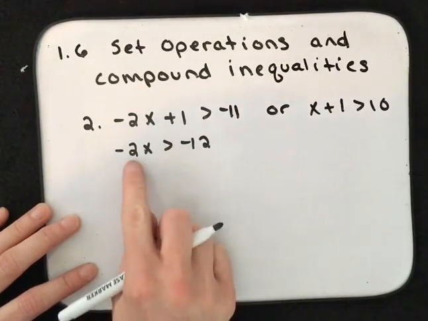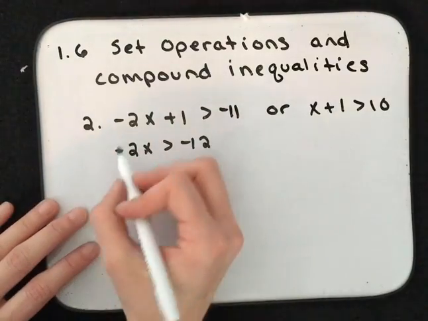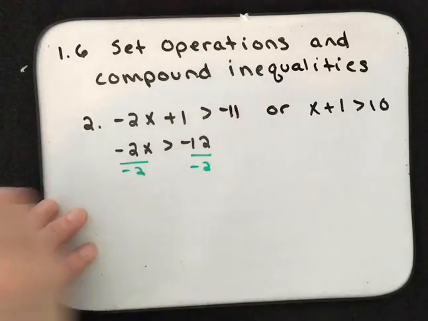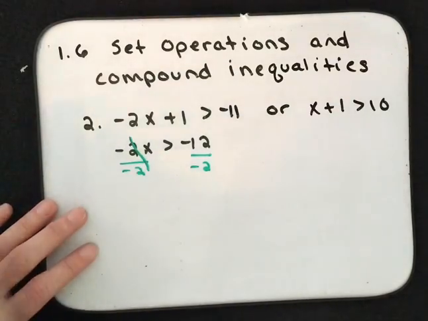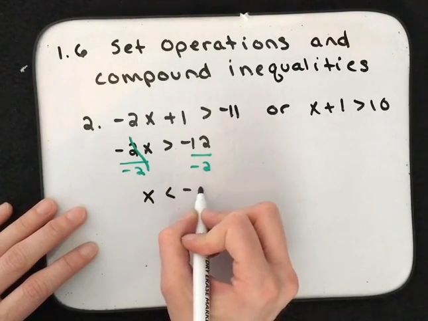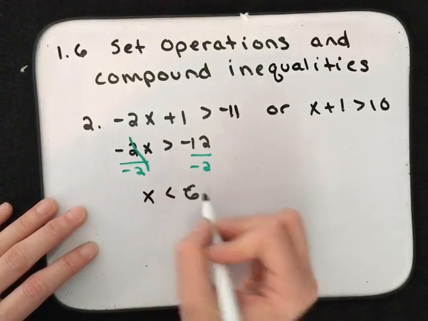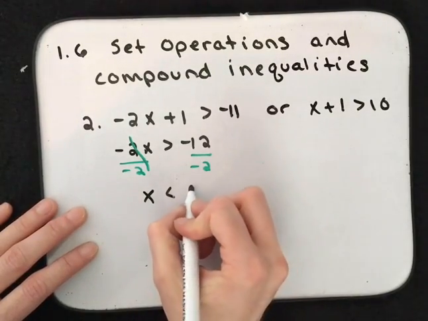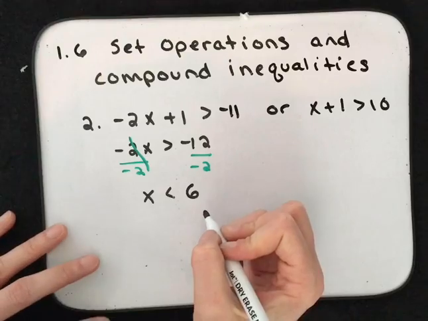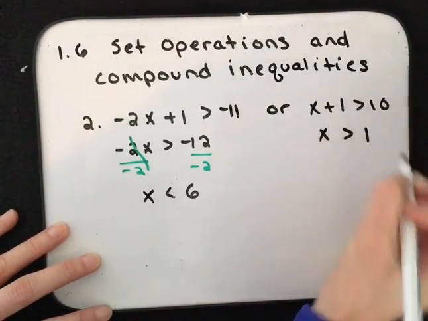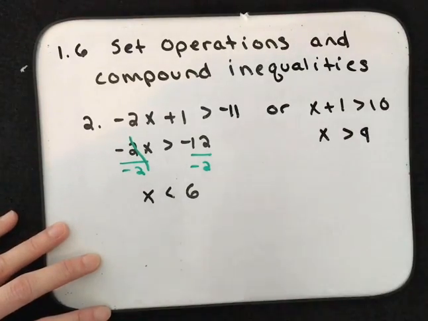We need to divide both sides by negative 2. But I'm dividing by negative 2. That number I'm dividing by, right there, it's negative. So that means I have to switch my inequality sign. And a negative divided by a negative is a positive. So that's going to be positive 6. Over here, I need to subtract 1 from both sides. 10 minus 1 gives me 9.